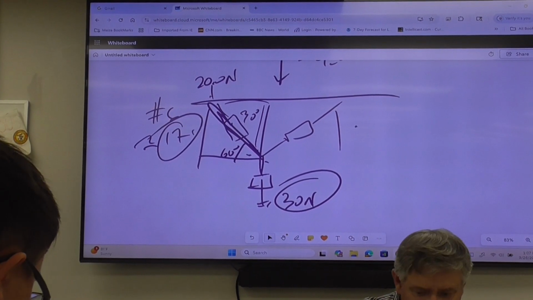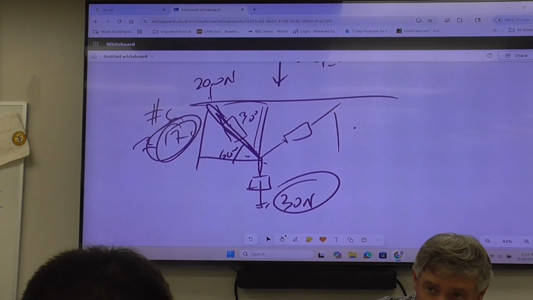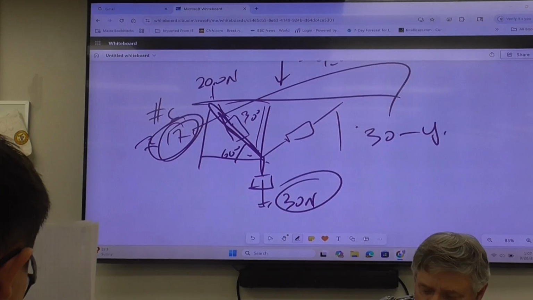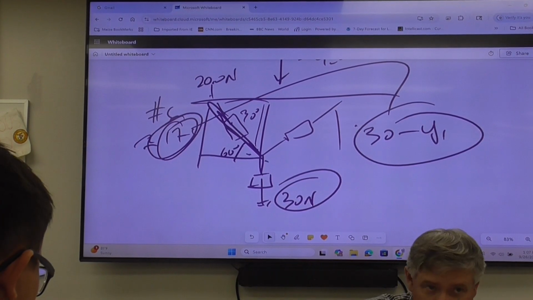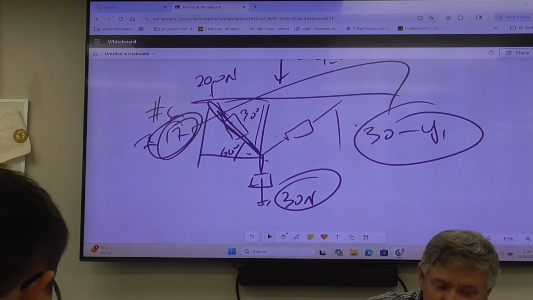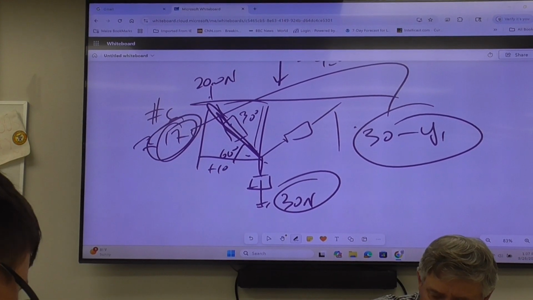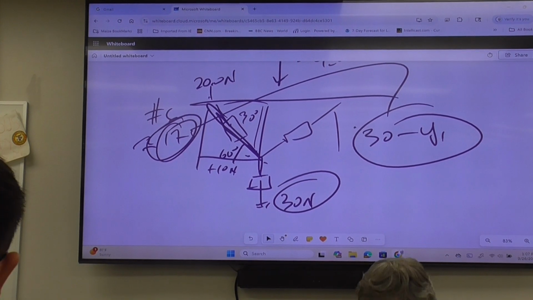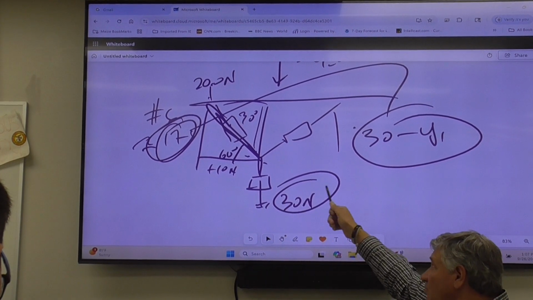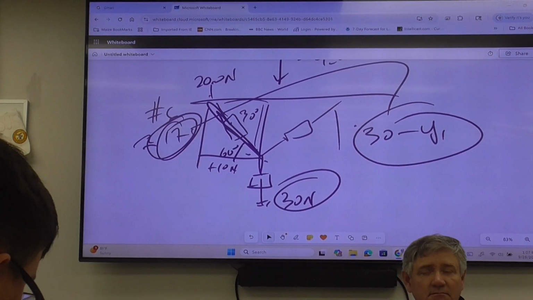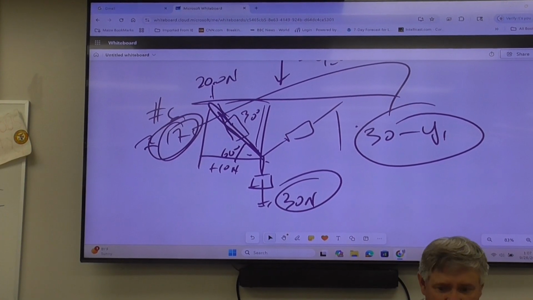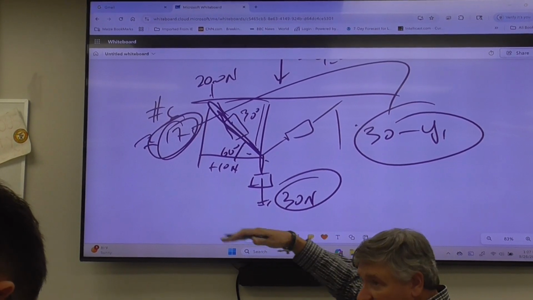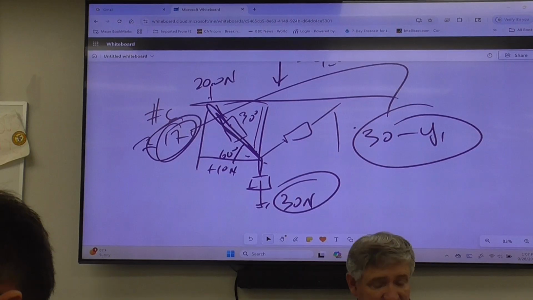Because these two values here have to add up to 30. So once you find this vertical component using trig functions, this is going to be 30 minus that y value. Okay? Now, when you get this x component, not to ruin the surprise, it is going to be 10 newtons. So if that's 10 newtons, what does the other side have to be? Negative 10. I don't care which one you make negative. It really doesn't make any difference, just so that they add up to equal 0.